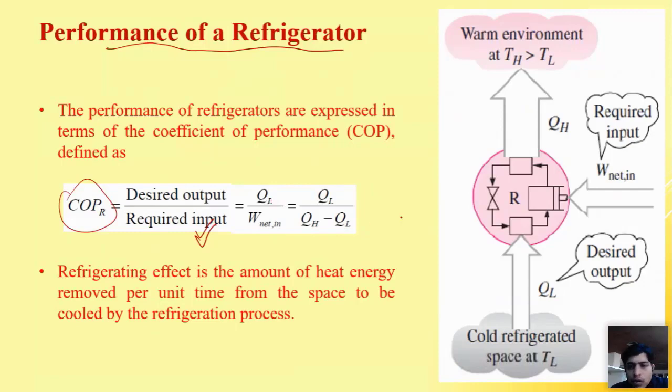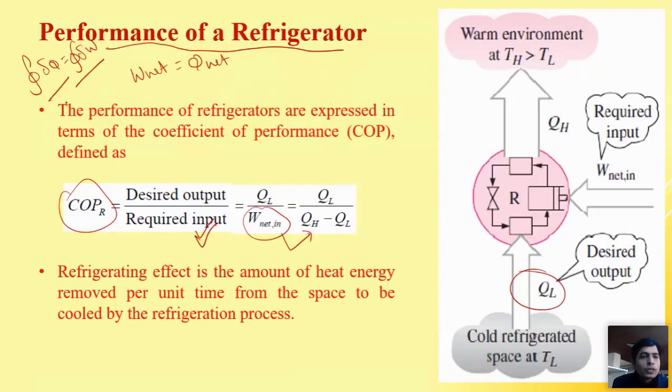So the desired output of ours is the low temperature heat, QL, and the required input is W net. Why have we converted W net into QH minus QL? Because we all know that according to the first law of thermodynamics, Q net will be equal to W net. That is why we may calculate W net in terms of Q higher minus Q lower. In that way, we may get the value of this one, so conversion of this value into another may be done like this.